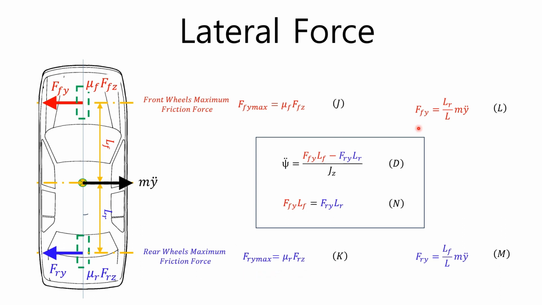Meanwhile, the front wheel lateral force can be expressed by equation L using the distance from the center of gravity to the rear wheel, assuming that the inertial force in the opposite direction to the centripetal force is m y double dot during turning with constant speed. Additionally, the rear wheel lateral force can be expressed by the equation M using the distance from the center of gravity to the front wheel. Additionally, a constant speed and constant radius turning vehicle must satisfy equation N because the yaw acceleration is zero in the equation D previously obtained.